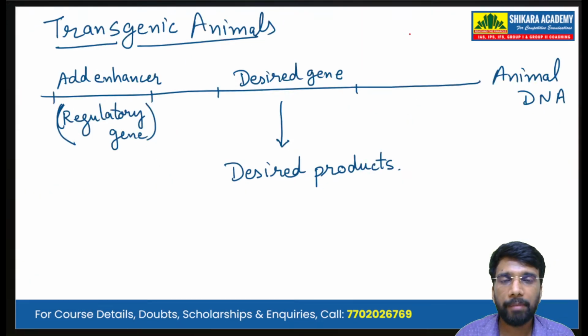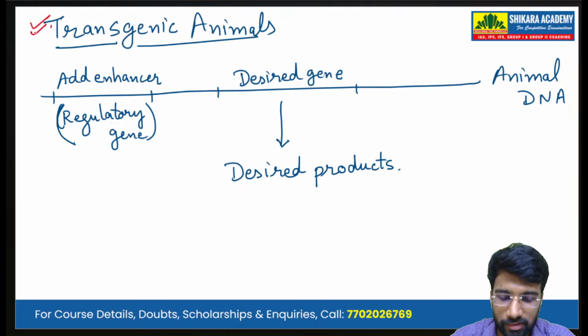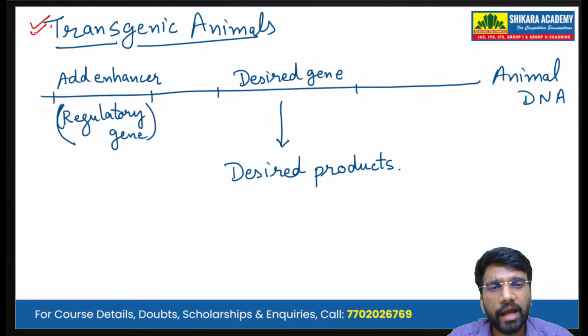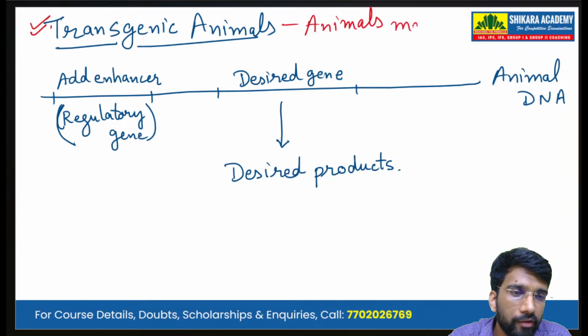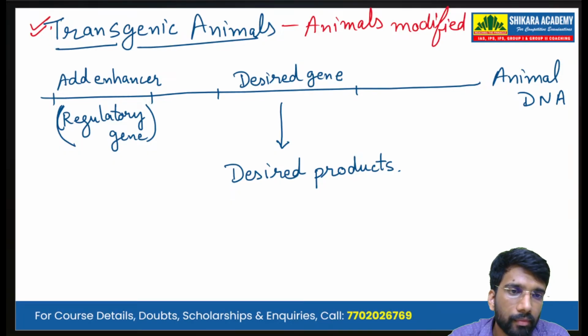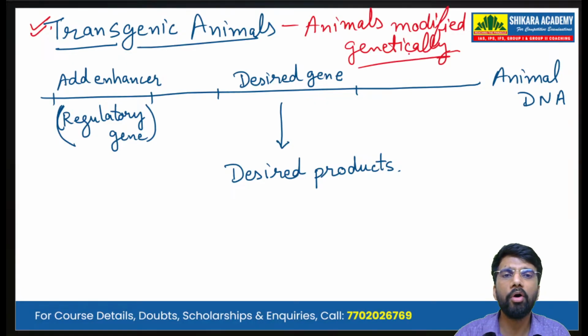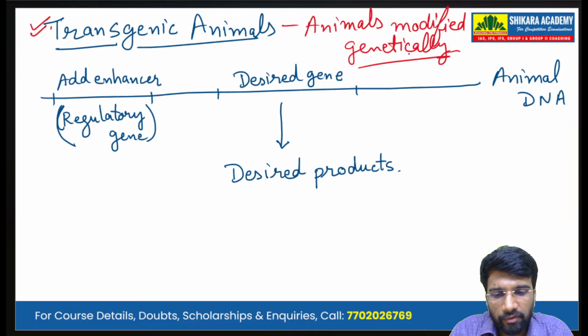Now, the final application is the transgenic animals. This is the last application that we'll be discussing today. Transgenic animals are animals that are modified genetically, or the genome of that particular animal is modified artificially. We can take the example of a cow. We can take the example of sheep.